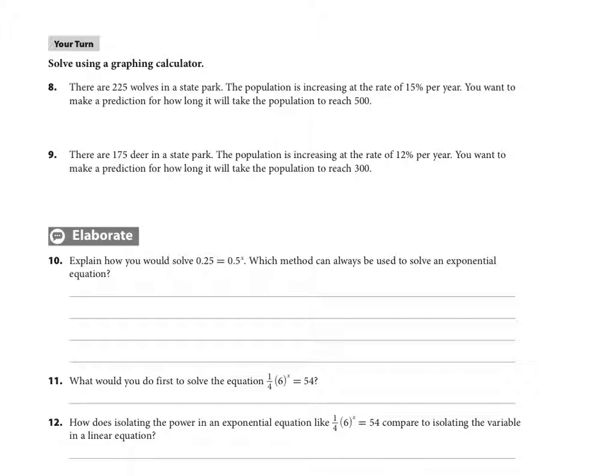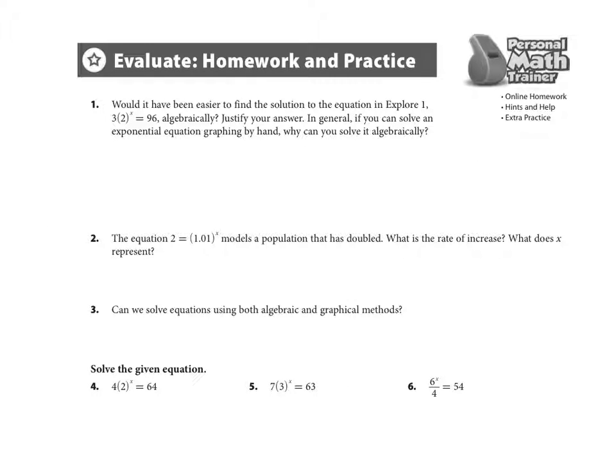So for this assignment, what page is that? 745. You're going to do 1 through 23 odd and number 24. 1 through 23 odd and number 24.